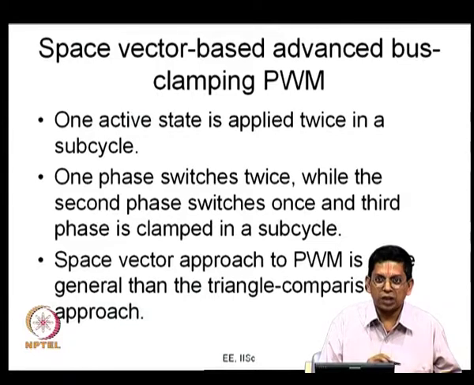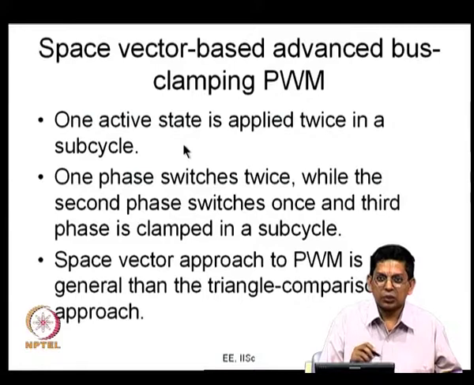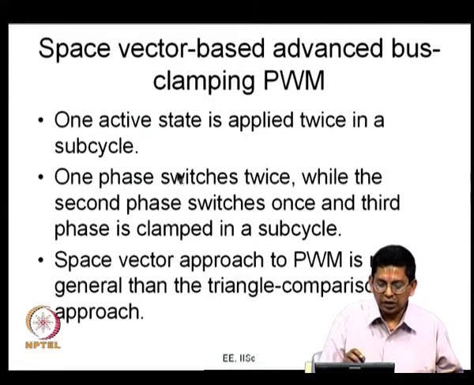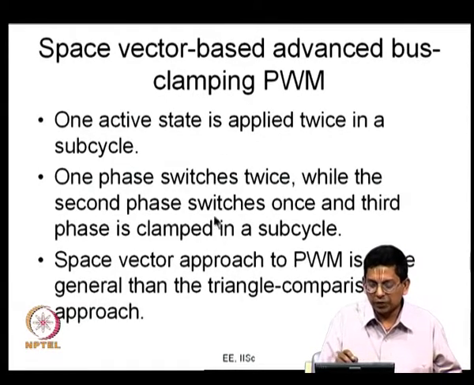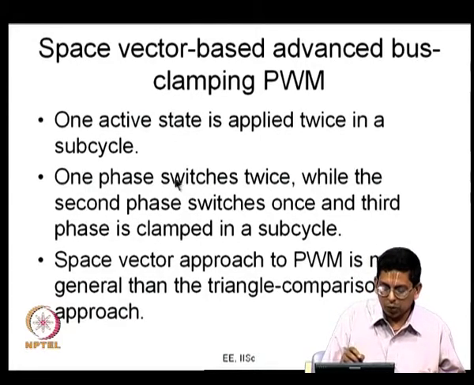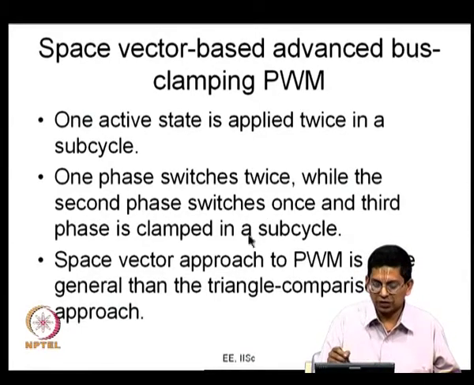In all the previous cases, you have an active state getting applied only once in a subcycle. You have active state 1 and then active state 2. Here you can think of it as active state 1, 2 and back to active state 1. You have a situation where one phase switches twice while the second phase switches once and the third phase is clamped. In bus clamping, one phase switches once in a half carrier cycle and the other phase is clamped. I mean two phases will switch like this and one phase is clamped here. In advanced bus clamping, you have one phase switching twice and the second phase switches once while the third phase is clamped. This is the difference.